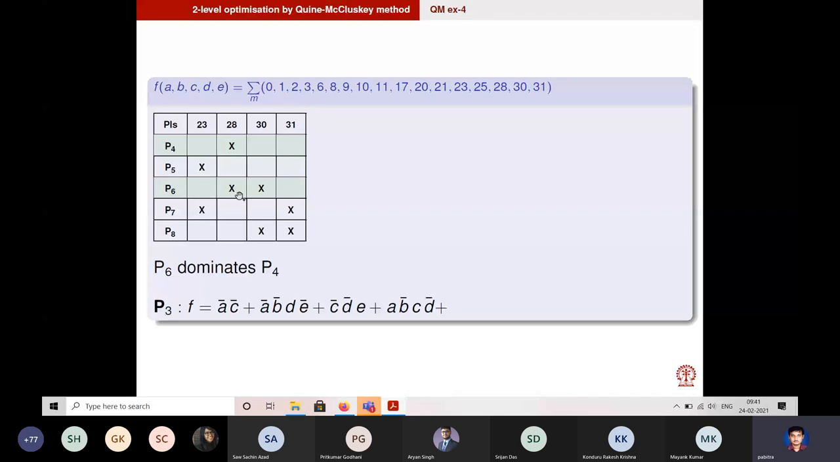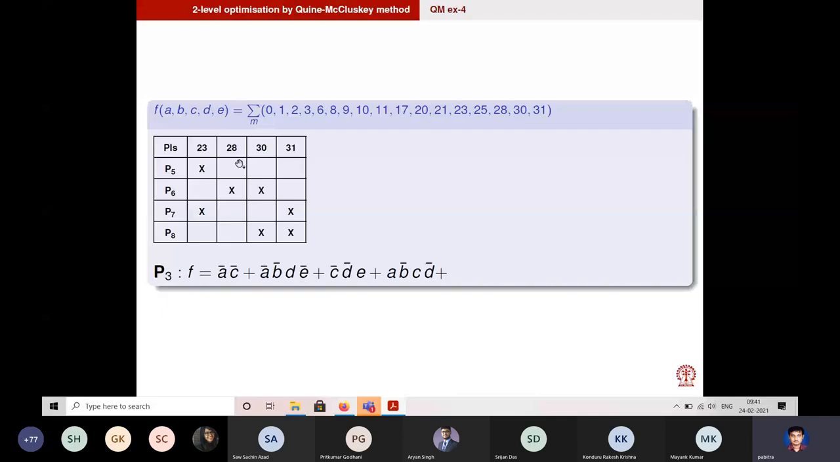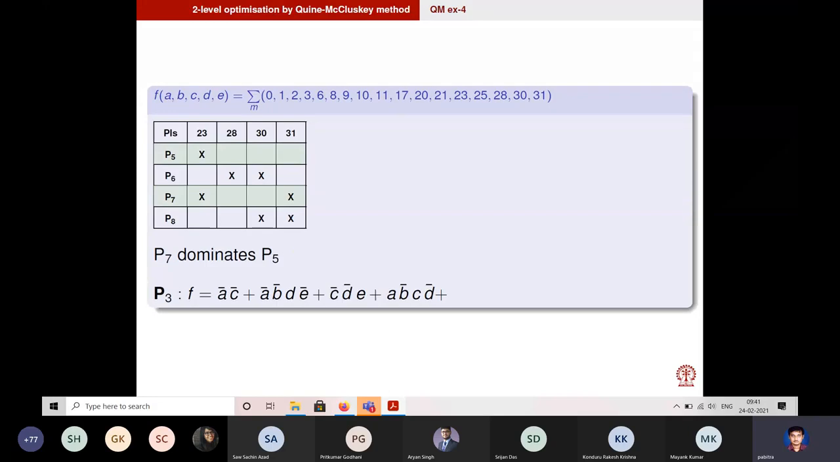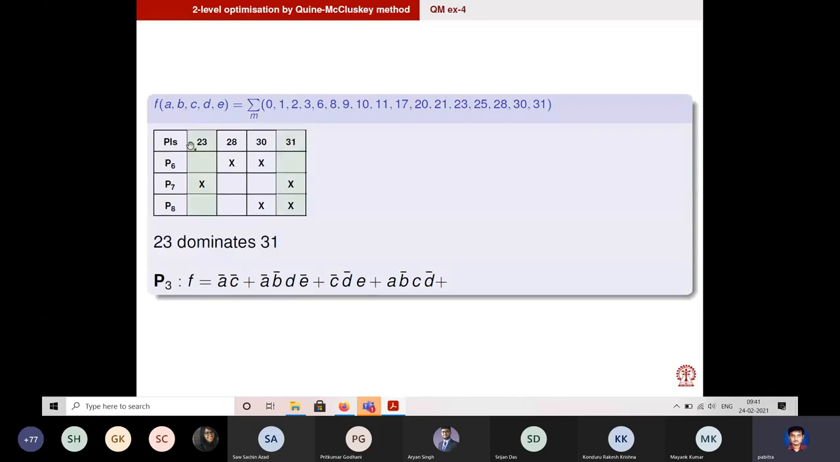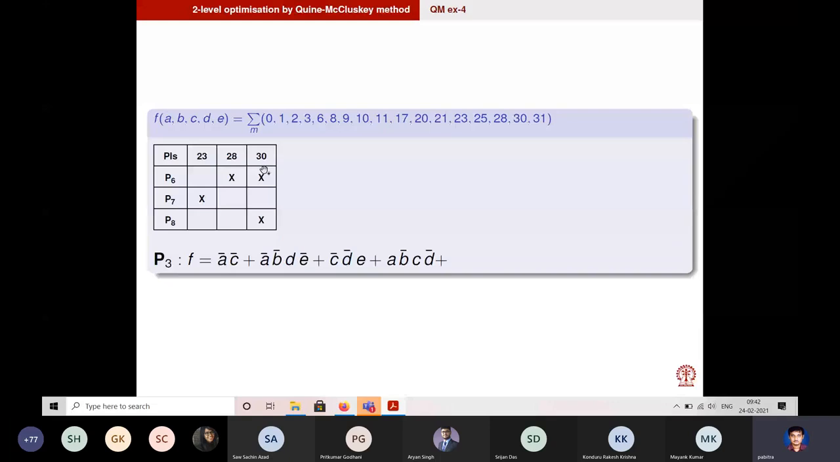Now you see P7 dominates P5. I'll keep P7, I'll remove P5. This is my even more reduced table. Now you see column 31 dominates column 23. So what I will do is that I will keep 23, I'll remove 31. Right. So this is my even more reduced table.